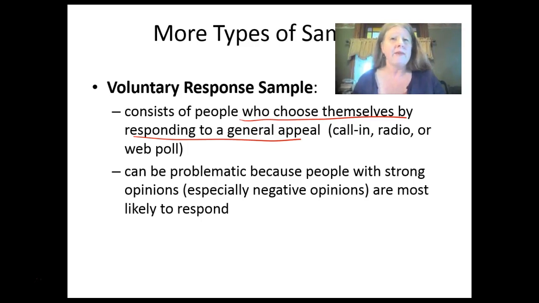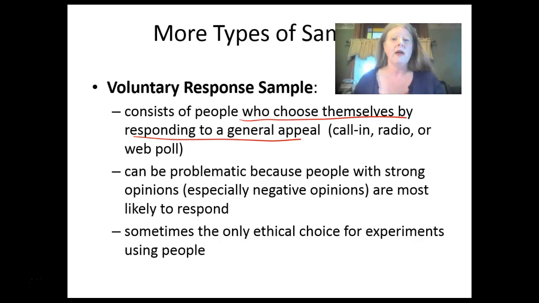Hopefully you're already thinking about why this can be a problem. It can be problematic because the people who are making the decision or taking the time to respond might be different from people who are not taking the time to respond. It's been shown that people with especially negative opinions might be more likely to respond to these appeals, to call in or to log in or to give their thoughts and ideas about something. And so if you're then wanting to try to make an inference about the population, you need to be very cautious about that. You need to think about whether the inference is going to be valid.